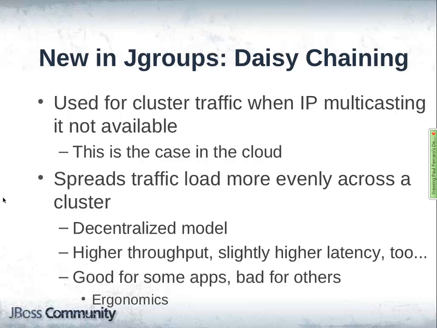It basically stresses certain links to and from the switch, whereas IP multicasting is much easier on the switch. So daisy chain is basically a model where, I don't want to go into details, you pass a message on to your neighbor, then your neighbor passes the message on to the next neighbor, and so on and so forth. So basically the sender doesn't need to contact 9 peers or 9 cluster nodes, but just 1. And the benefit of this is a decentralized model where the load is not just on one link to and from the switch, but it distributes the load across all of the links to and from the switch. There's higher throughput. However, this also yields slightly higher latency.